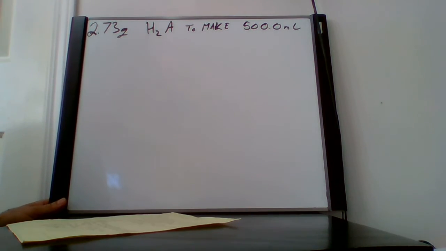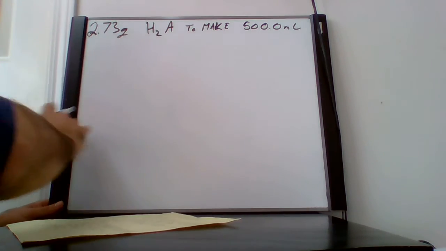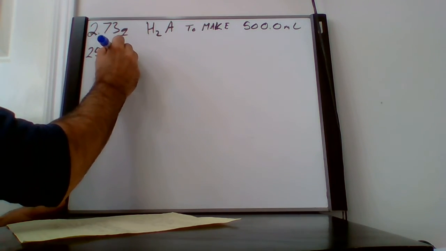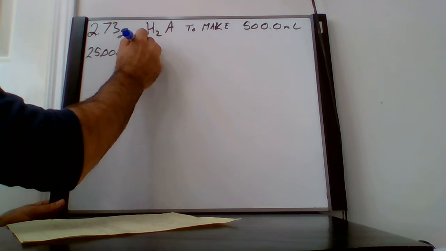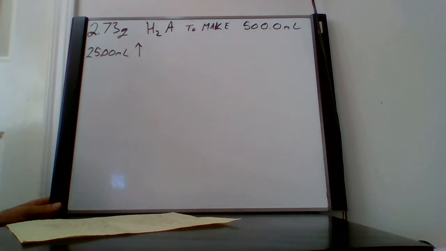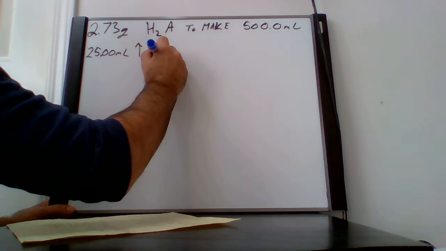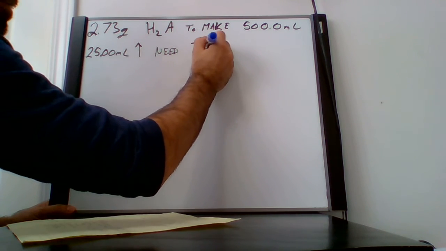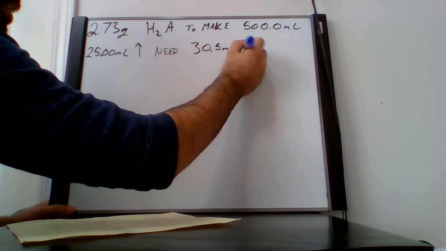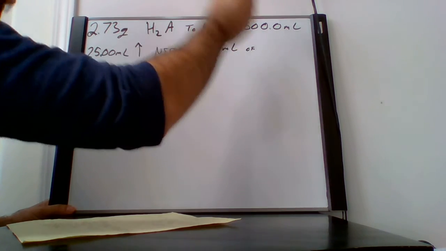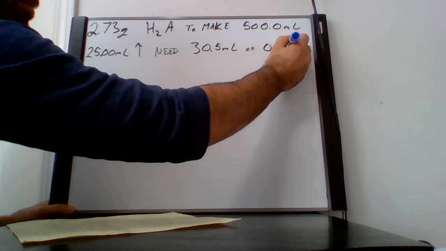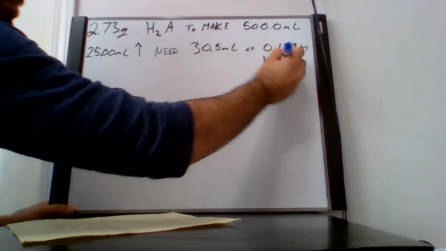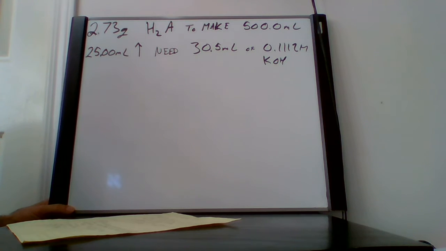Okay, so once we have that, we're going to take 25 mils using a pipette, so an accurate 25.00 mils of this above solution. This is going to need 30.5 milliliters of 0.1112 molar potassium hydroxide to neutralize it.